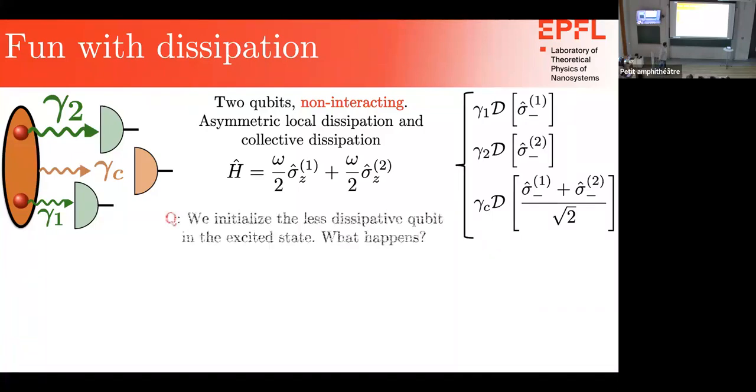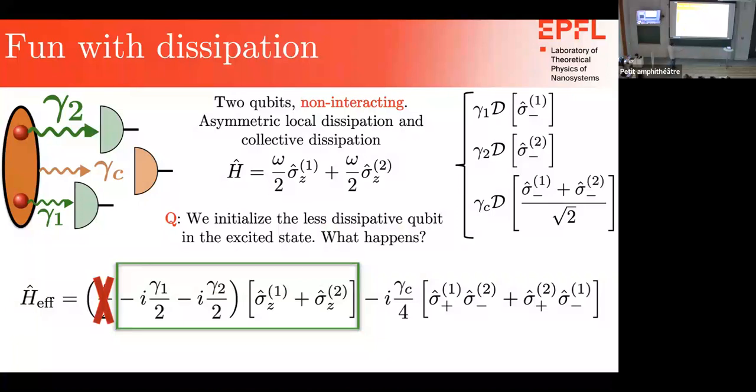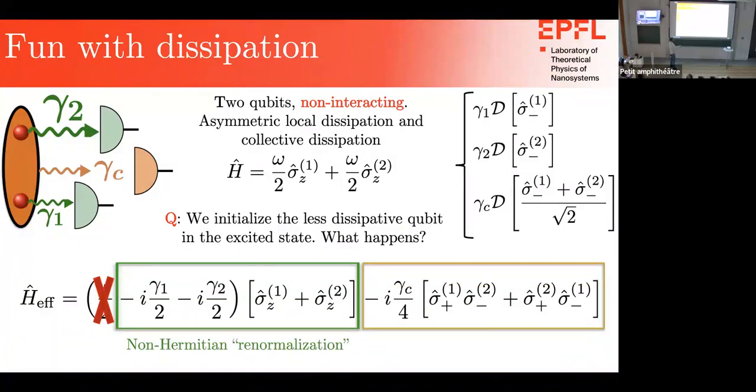Let's see together. Okay. Step one, let's eliminate the Hamiltonian part. We are open quantum people. We don't check Hamiltonians. Then we see that we have two things. The first one is, let's say, a non-Hermitian renormalization in the diagonal space of sigma z. And this one is a non-Hermitian coupling.